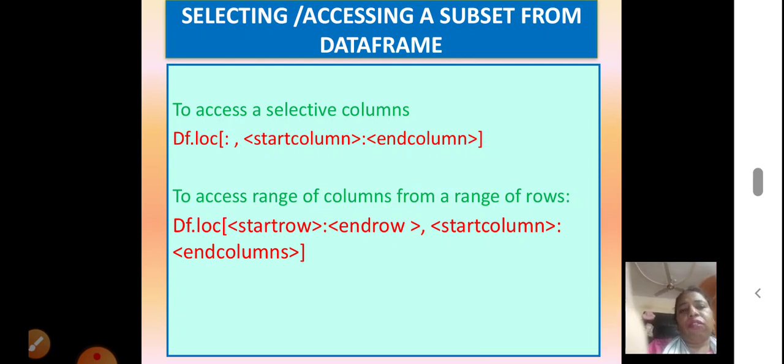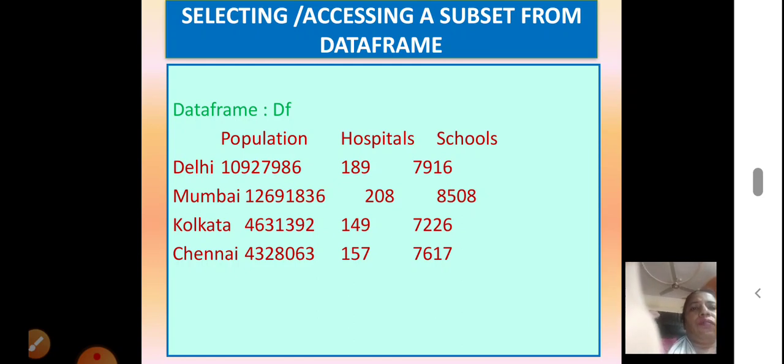If you want to access a range of columns from a range of rows, then you have to use the complete syntax of df.loc, which we discussed at the first position. df.loc start row colon end row comma start column colon end column, because rows are multiple and columns are also multiple. It means we have to specify both slices along with LOC. Clear?